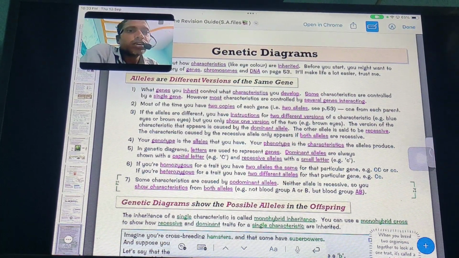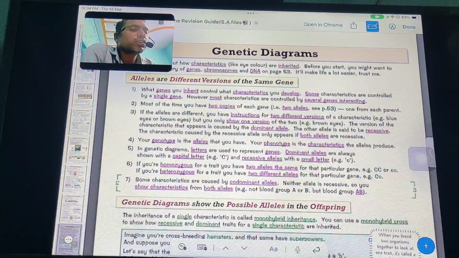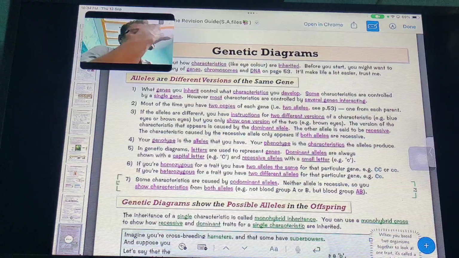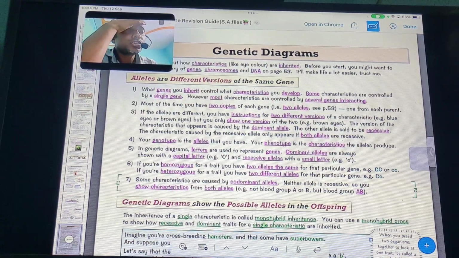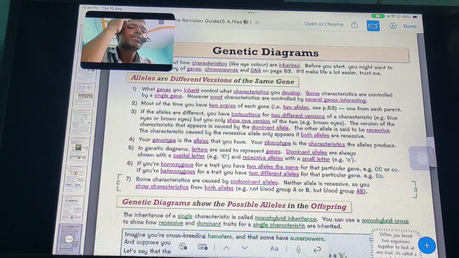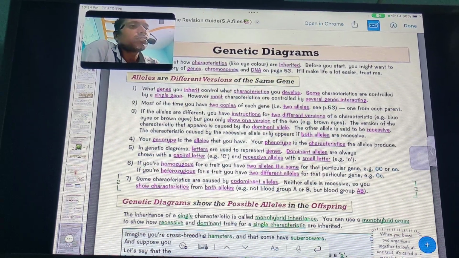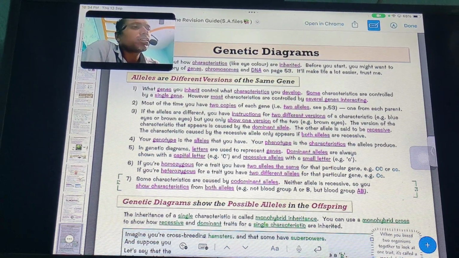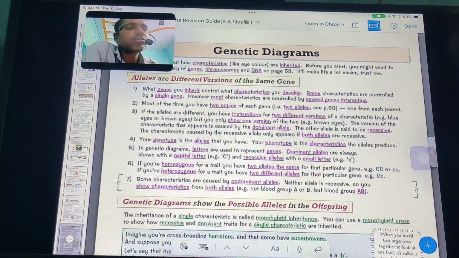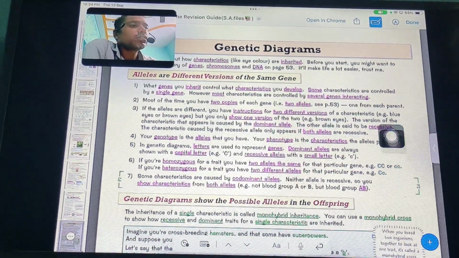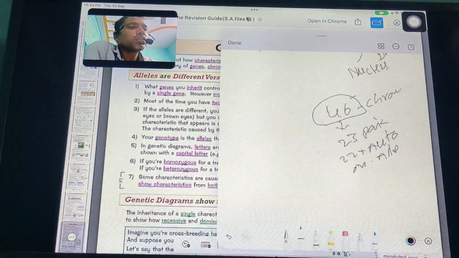Alleles are different variations of the same gene. The genes you inherit control the characteristics you develop. Some characteristics are controlled by a single gene.